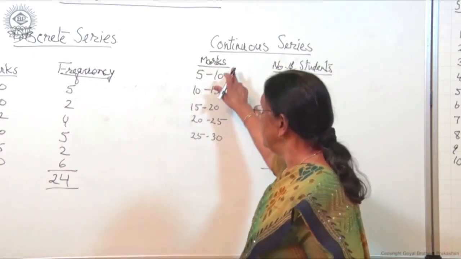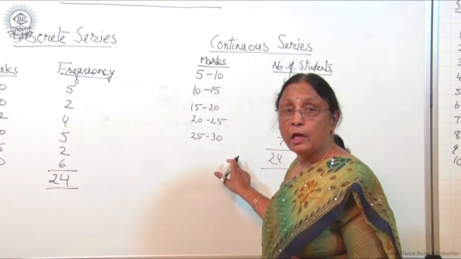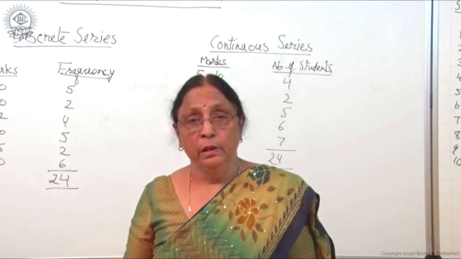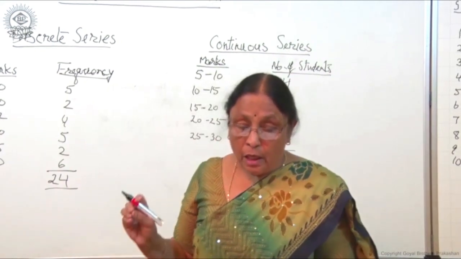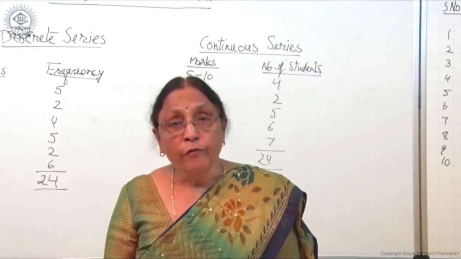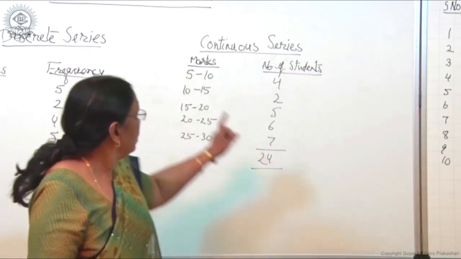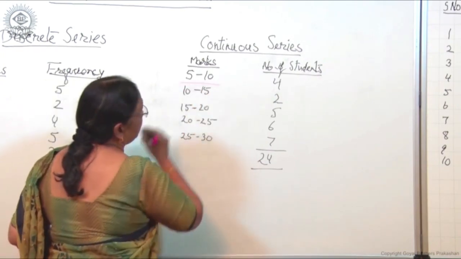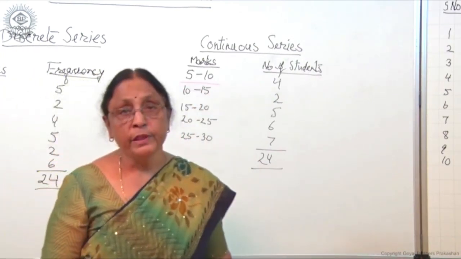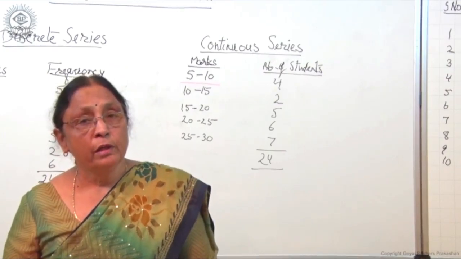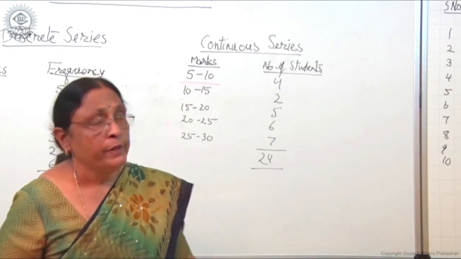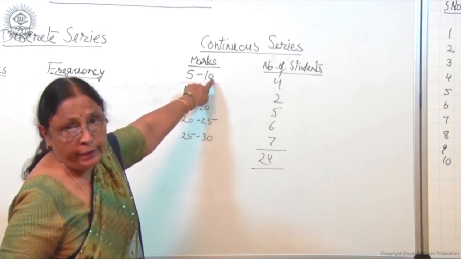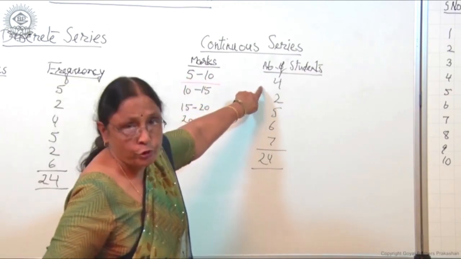As I told you, these are the marks here, in the form of class interval. When I say class, what does it mean? A class represents a range of particular value. Here this is a class, 5 to 10, a particular class. That means the range of marks is between 5 to 10, that is, children are scoring marks not less than 5 and not more than 10. In this category we have 4 students.